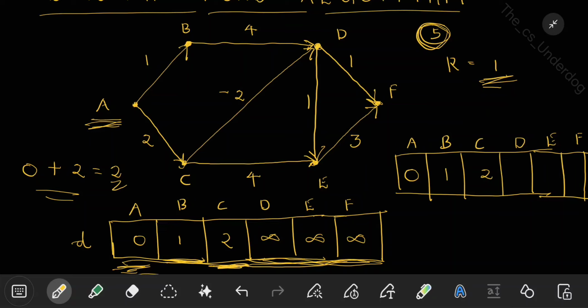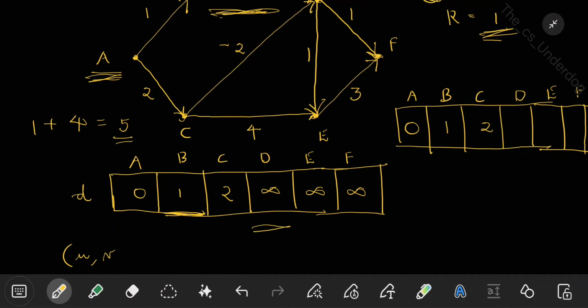Now we are going to see some changes here. If I relax BD, what happens? Distance to B that is already existing is 1. To that 1, I am going to add the weight of BD. BD is 4. That would mean my new distance is 5. Existing distance to D is infinity.